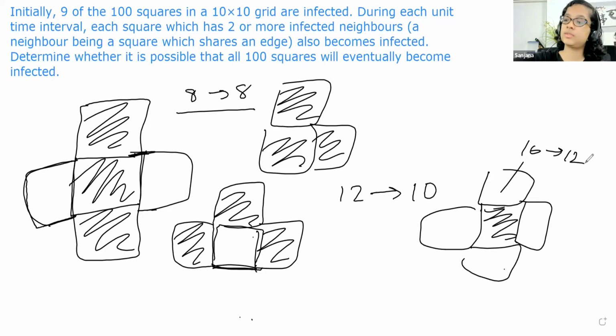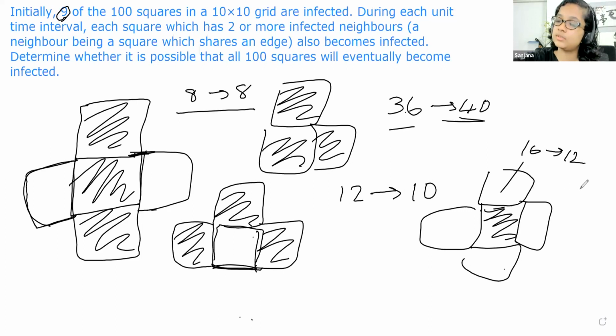So the idea you said is exactly correct: the total perimeter cannot increase. Now you just use that to show that it's not possible. The initial perimeter of the infected squares is 9. If they're not touching, the maximum perimeter you can have is 36. You want it to become the entire grid, which is 10 into 4, so 40. But that's not possible because 40 is greater than 36 and the perimeter cannot increase. So that's how you prove it.